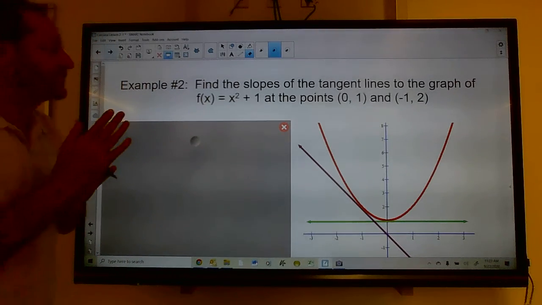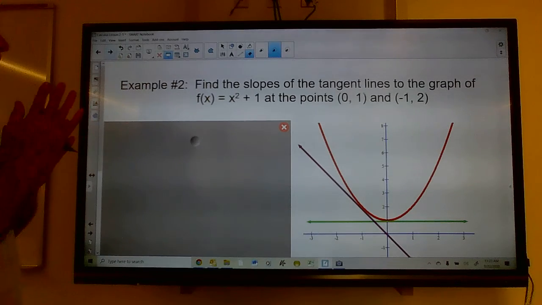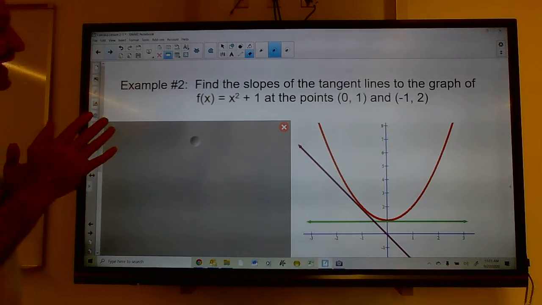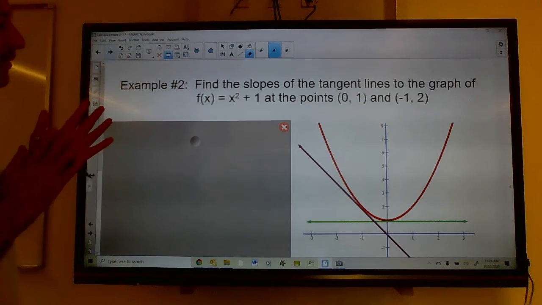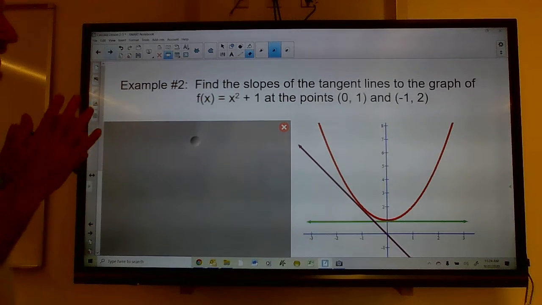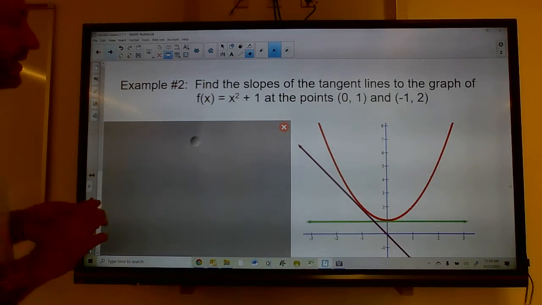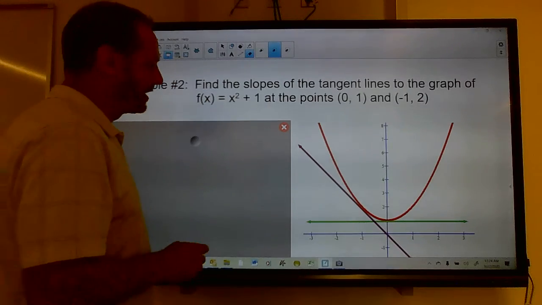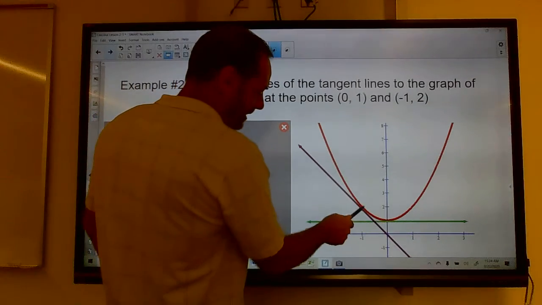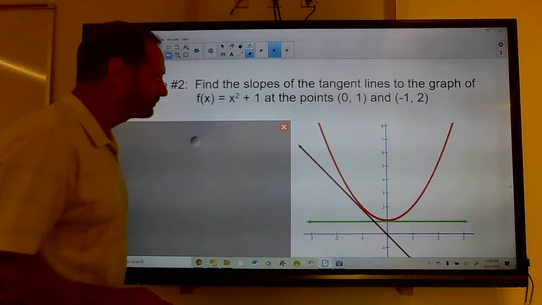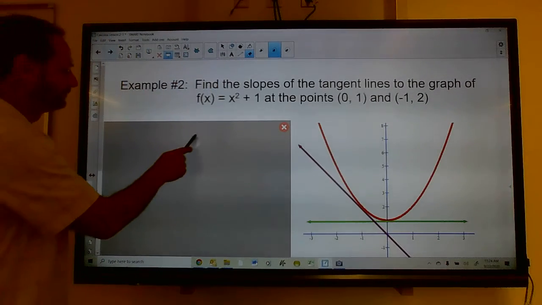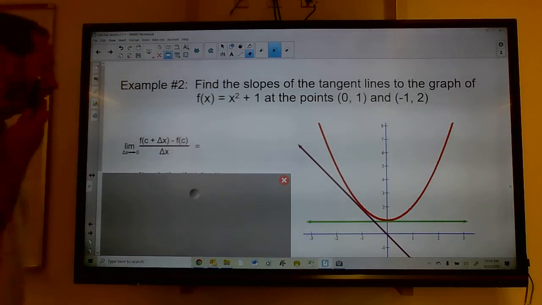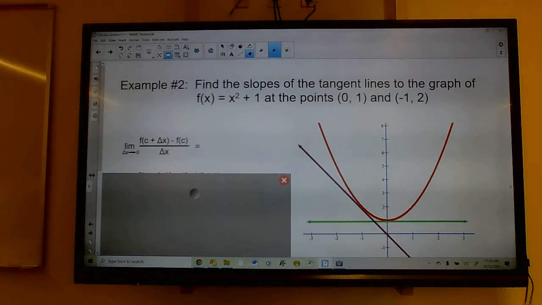Okay, so we're going to find the slopes of the tangent lines to the graph of f of x equals x squared plus 1 at the point 0, 1 and at negative 1, 2. So I have 2 things to do here. I'm going to find the slope right here, and I'm going to find the slope right here. Okay, so we're going to go back to the definition of what it is to be a derivative.